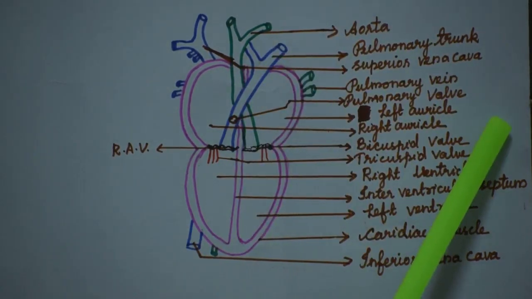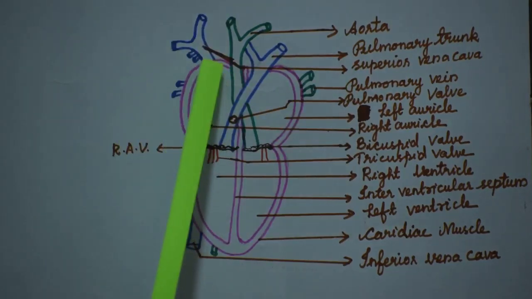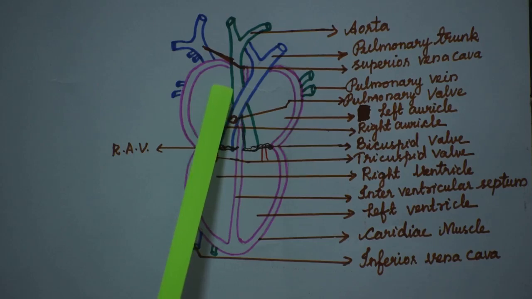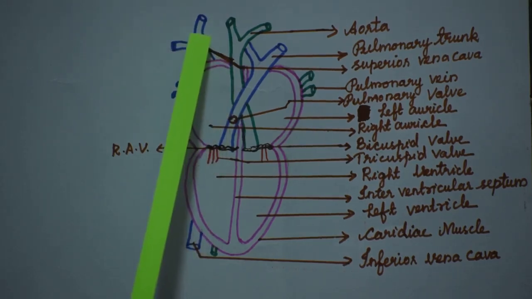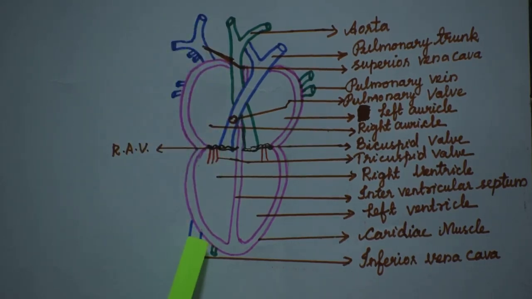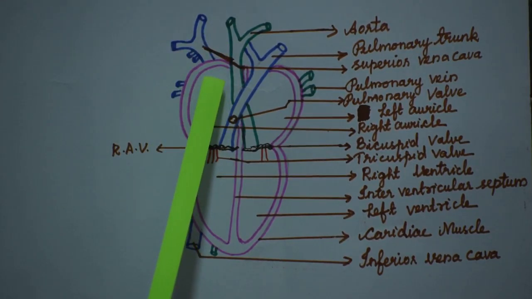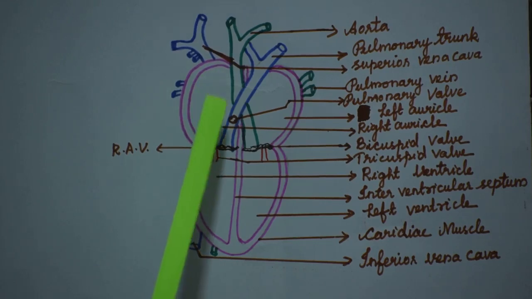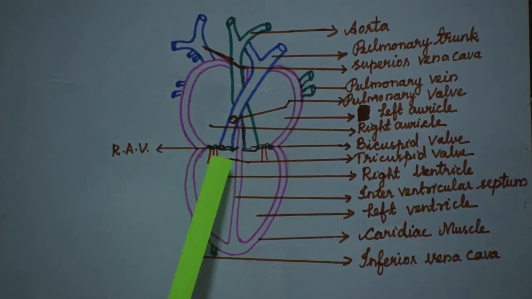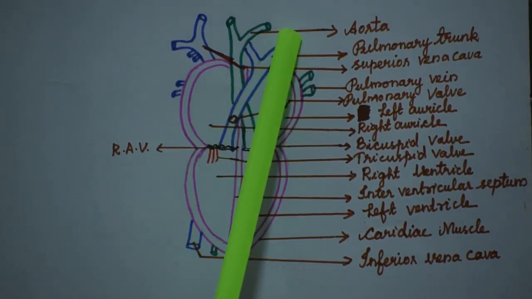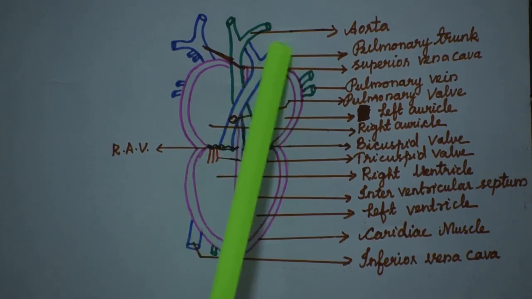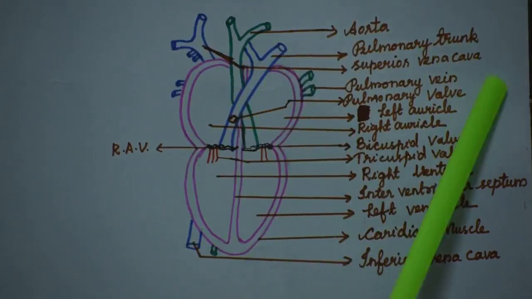Have you understood? The right auricle receives the deoxygenated blood through superior vena cava and inferior vena cava. The right auricle passes the blood into the right ventricle. The right ventricle pumps the blood through pulmonary artery or pulmonary trunk to the lungs.